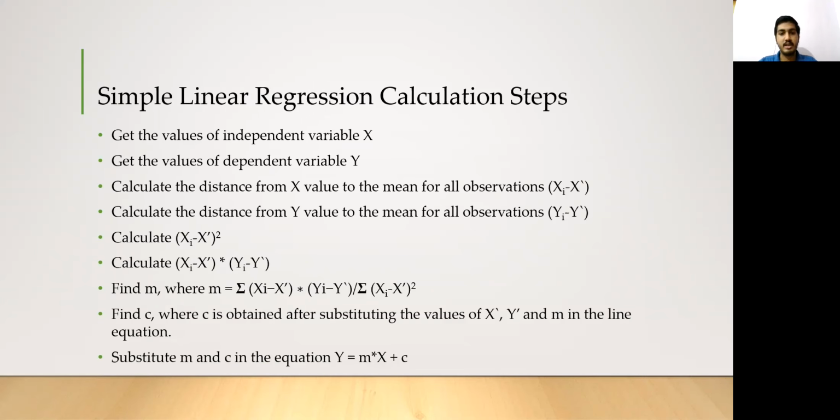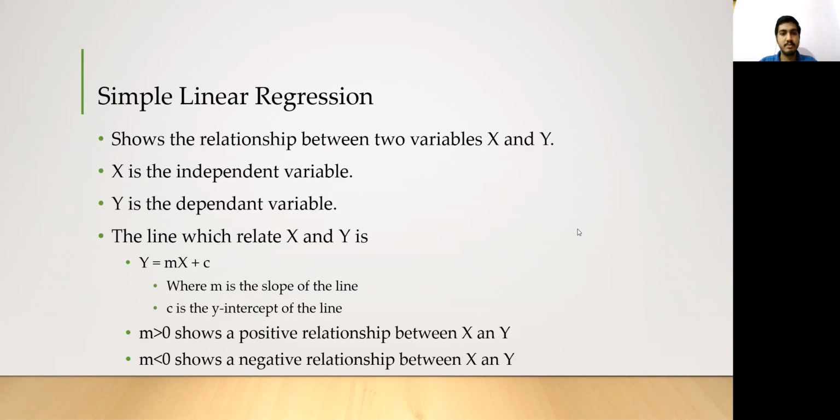Now, let me explain in detail about simple linear regression. As I had already mentioned, this type of regression shows us the relationship between two variables, say x and y. Here, x is the independent variable and y is the dependent variable. In simple linear regression, the relationship between these two variables is represented with the help of a straight line. This line is represented by the equation y equals mx plus c.